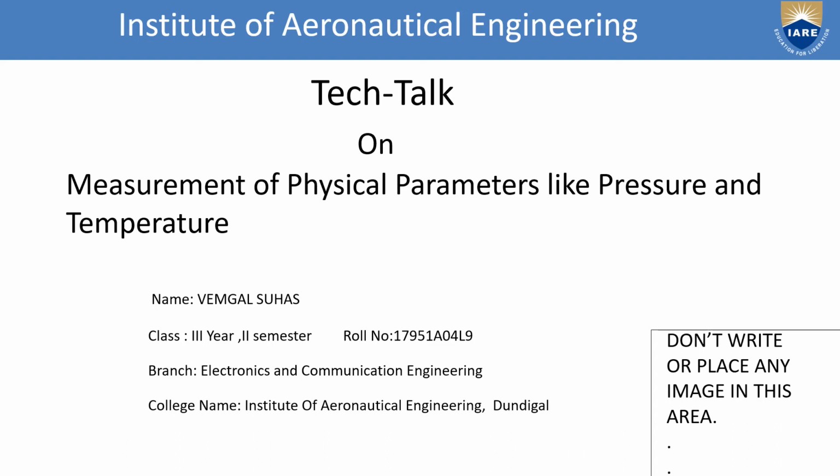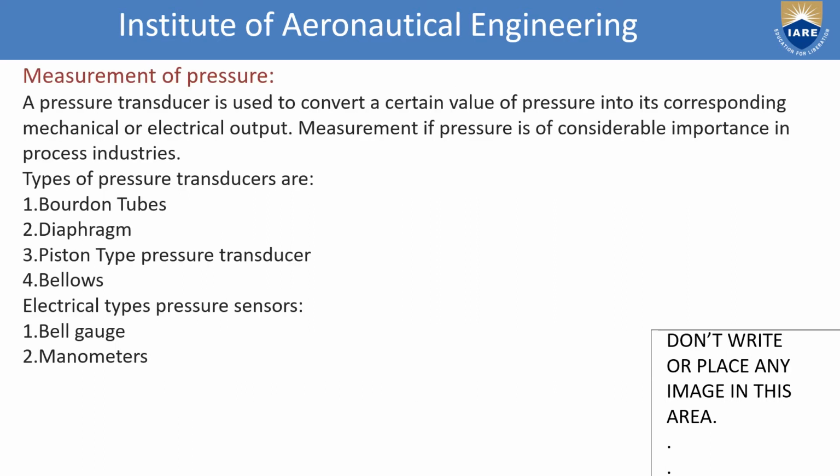Tech talk on measurement of physical parameters like pressure and temperature. Measurement of pressure. A pressure transducer is used to convert a certain value of pressure into its corresponding mechanical or electrical output. Measurement of pressure is of considerable importance in process industries.